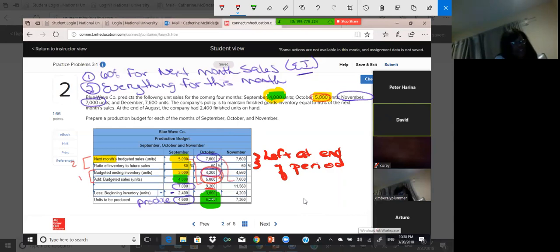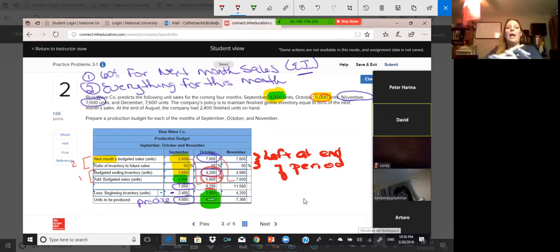Okay, I get it. You could do it either way. I like it better the way I learned it, but that's just going to confuse you because it's done this way here. But that's what we're doing. We're taking into account what we need for this period and what we need for next period.